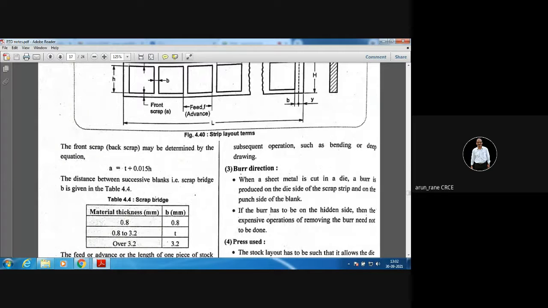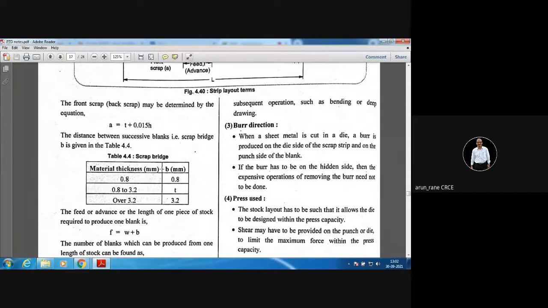Then how to find out the value of B? B is given from this relation. If the strip thickness is up to 0.8, then you take B as 0.8. If the strip thickness is between 0.8 and 3.2, then B is equal to the strip thickness. Like suppose the strip thickness is 2 mm, then B will be 2 mm itself. If it is more than 3.2, then you have to take a constant value. That means if the strip thickness is 4 mm, you have to take the value of B as 3.2 itself.